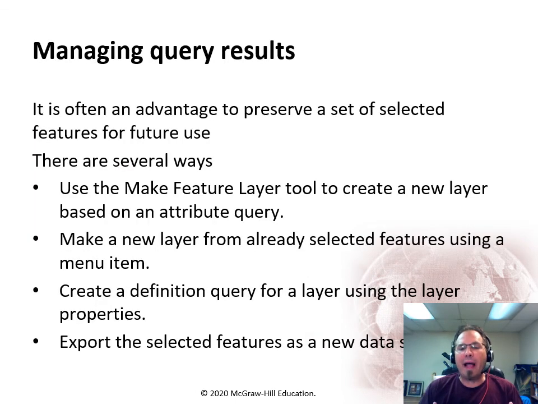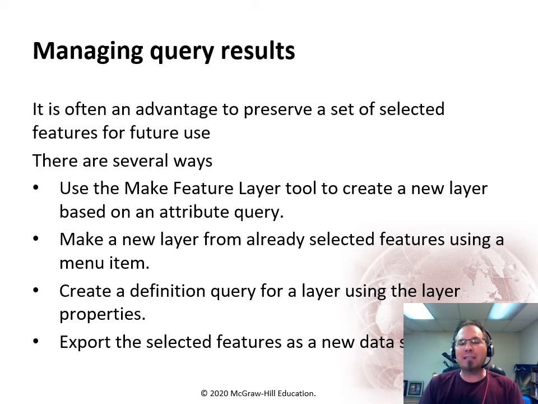So once you have that data, like we did in the previous slide where you ask that very specific question, what do you do with the data? Well, you can make a feature layer with it and create a new layer based on the attribute query. You could make a new layer from already selected features using a menu item. You could create a definition query where you sort of mask out everything, which I don't prefer. The main one you're going to use most of the time, my philosophy for GIS is isolating data. I don't like to carry around anything I don't need to.